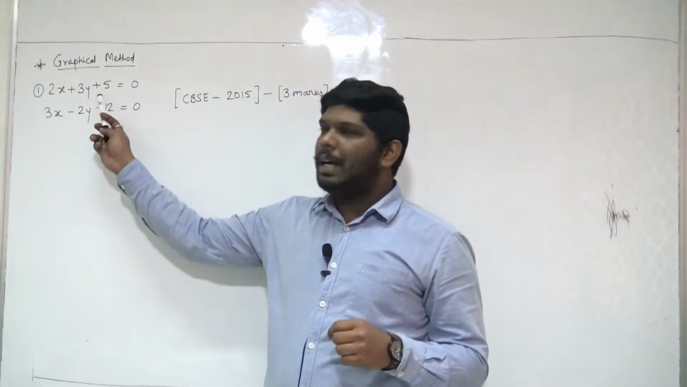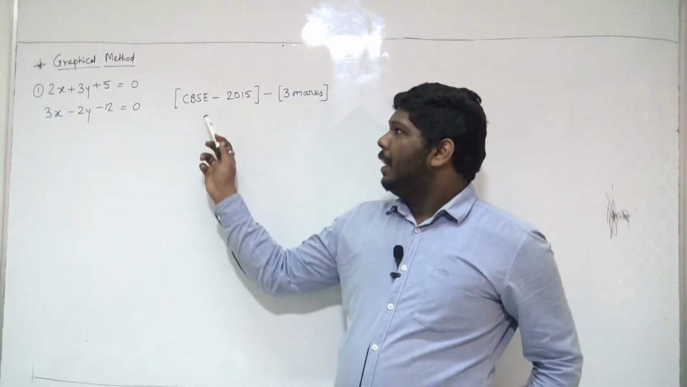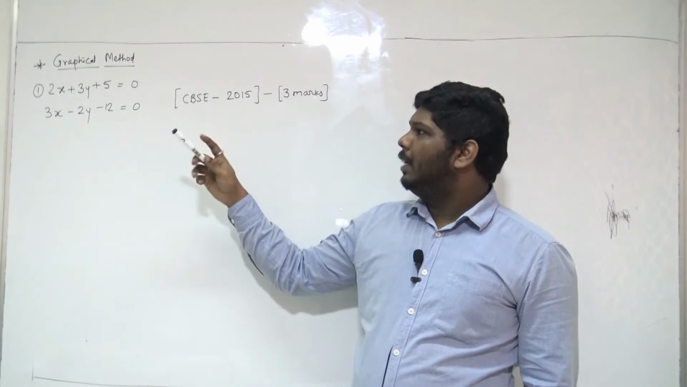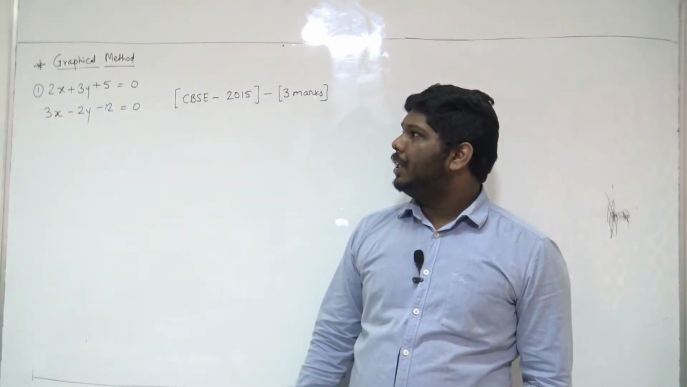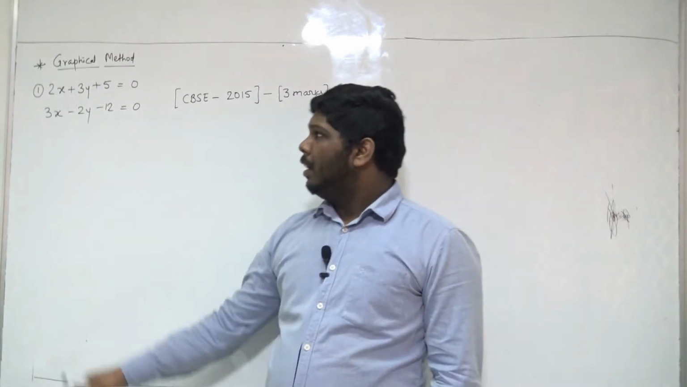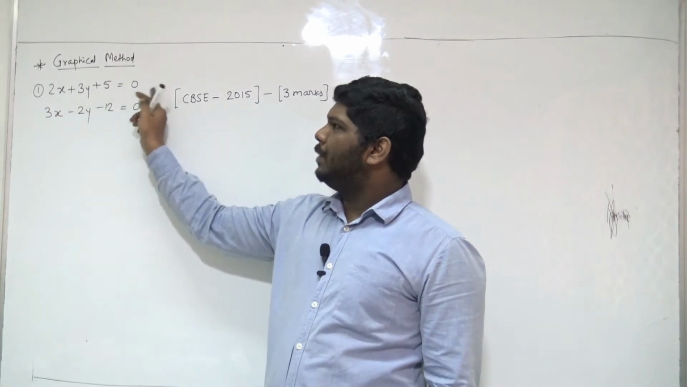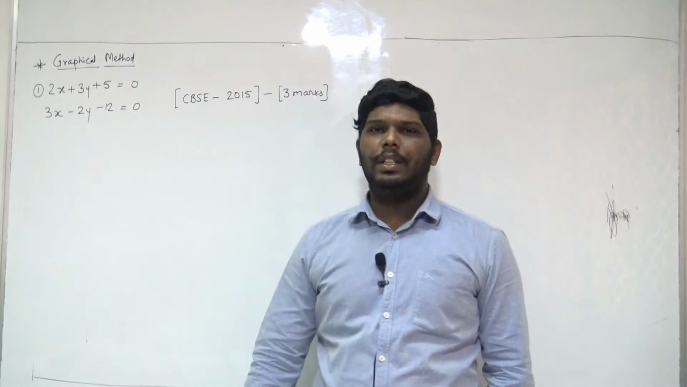I have taken one example. Okay, this is an example. This is a CBSE based example. This question was asked in 2015 for 3 marks. Okay, and the question is: solve the pair of linear equations using the graphical method. The first equation is 2x plus 3y plus 5 is equal to 0, and the second equation is 3x minus 2y minus 12 is equal to 0.